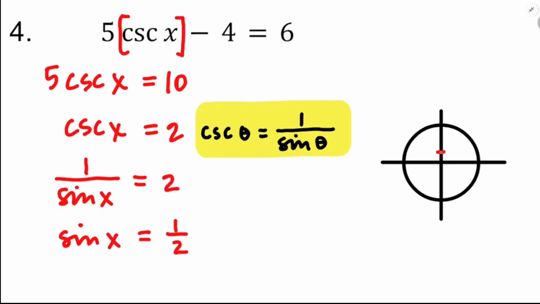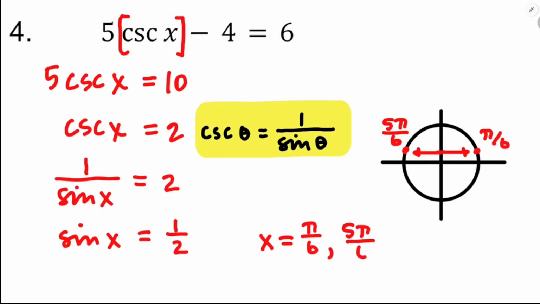I think we may have already solved this one. I'm going to go over to the side and look, there's a point over here. There's going to be another point over here. That'll be pi over 6 and 5 pi over 6. Let's report those.